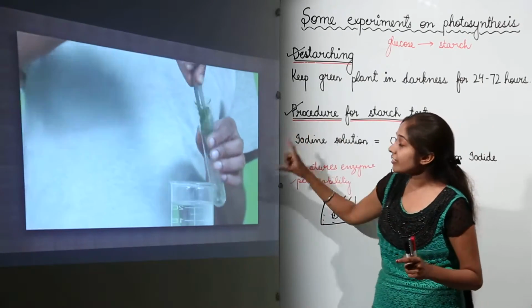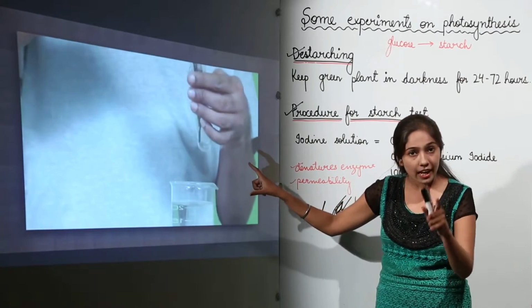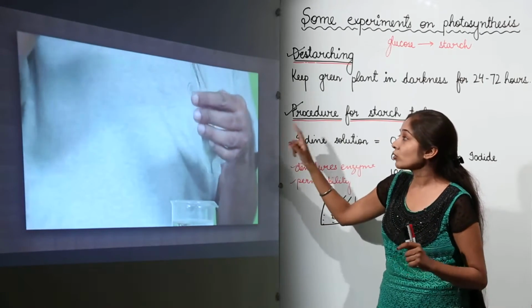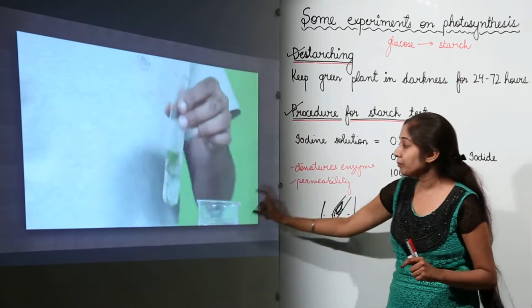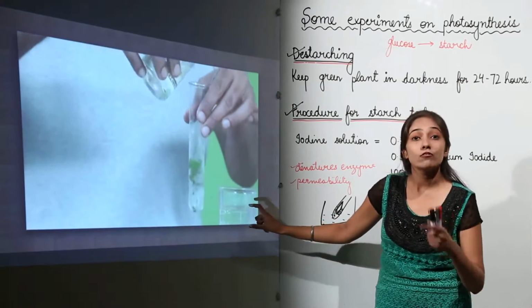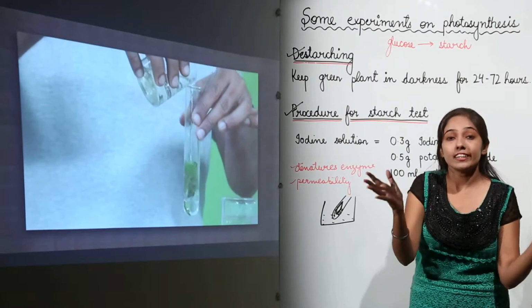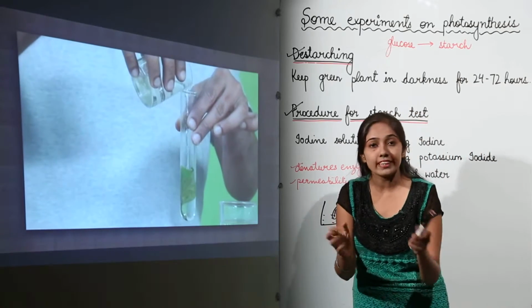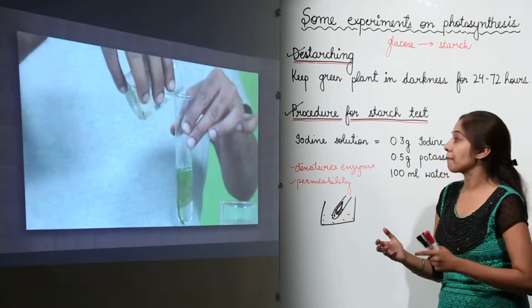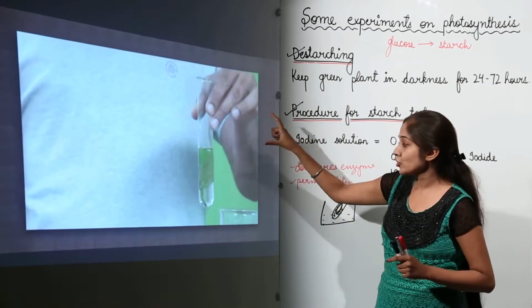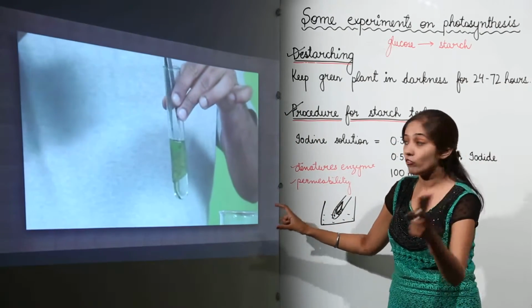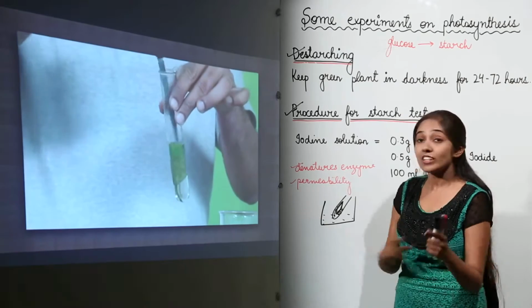Then we take that leaf in a test tube containing alcohol or methylated spirit. And then we are going to put this test tube in the beaker which is containing boiling water. Why? Because we cannot directly heat it, because alcohol is quite flammable, it can catch fire and lead to accidents in the lab. So we're going to put this test tube in the beaker containing boiling water.